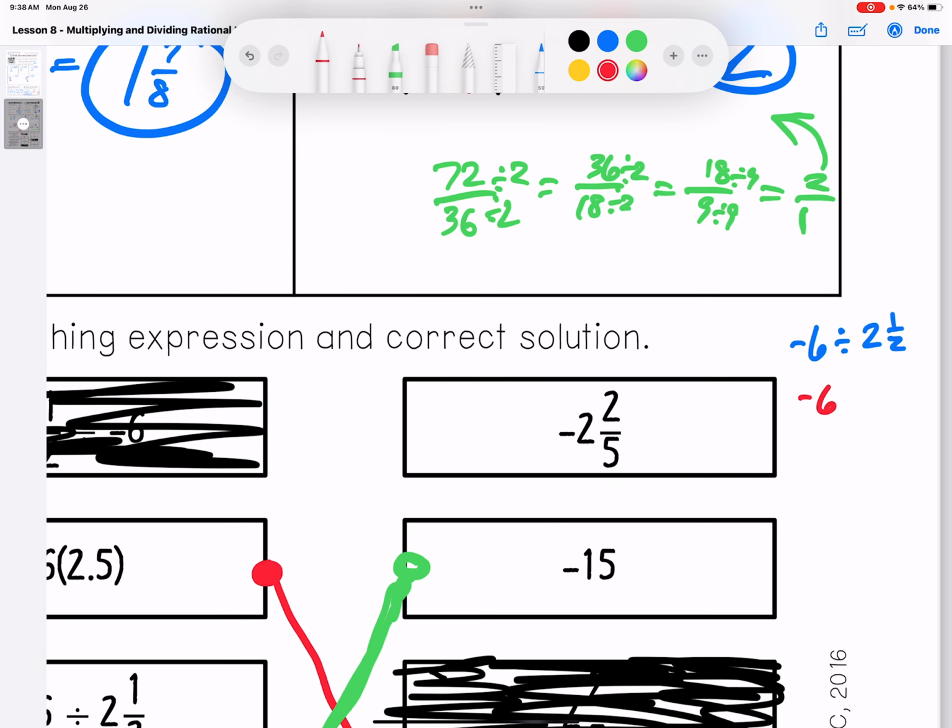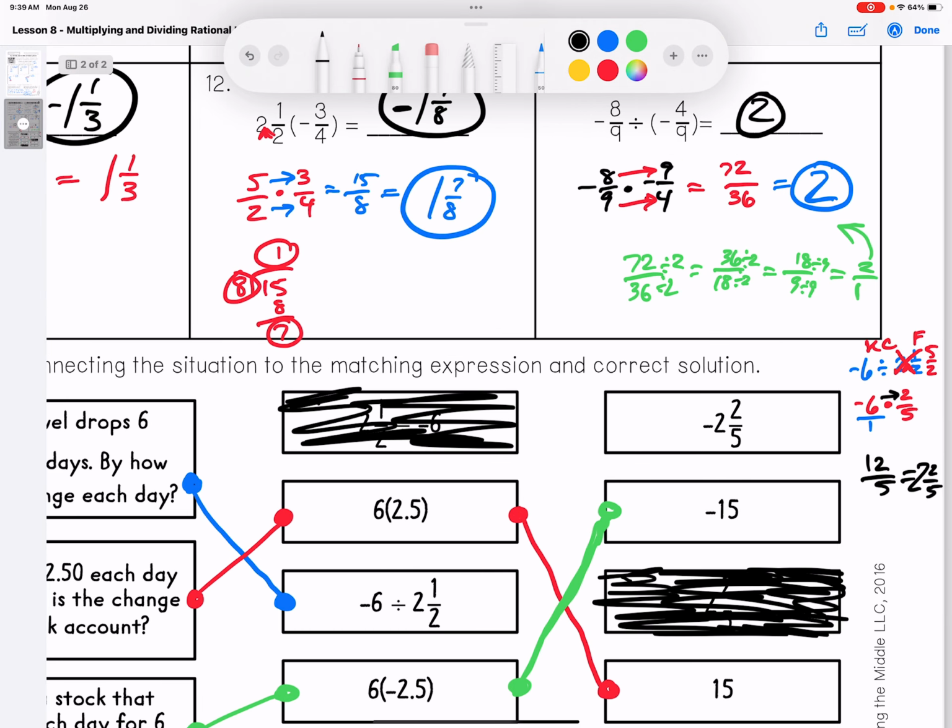All right, I'm going to rewrite the problem. That becomes negative 6. That becomes 5 over 2, by the way. Times 2 over 5. How did I do that? I kept, changed, and flipped. Okay. Negative 6 is over 1. If you're not sure what it's over, any whole number is over 1. 6 times 2 is 12 over 5. 5 will go into 12 2 times with 2 left over. That is 2 2/5. We decided the answer was already negative. There is the answer, negative 2 2/5.